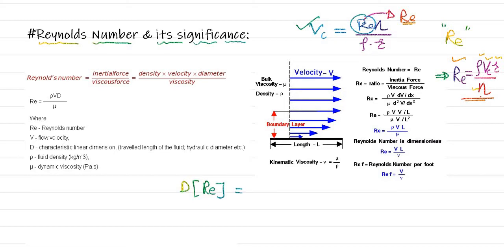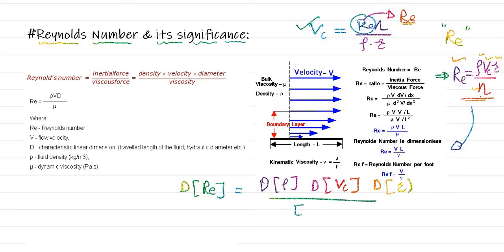By this particular formula, the dimensions of the Reynolds number must be the dimensions of density, then the dimensions of velocity, that is critical velocity, and the dimensions of the radius, divided by the dimensions of eta. If we do all these things, then we will find the dimensions of our Reynolds number.